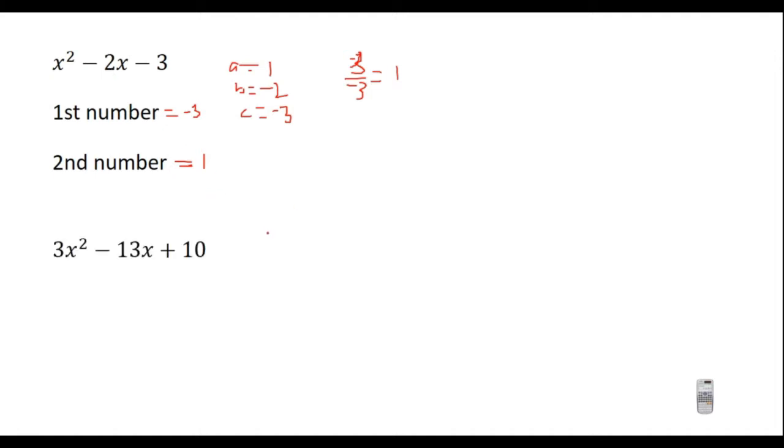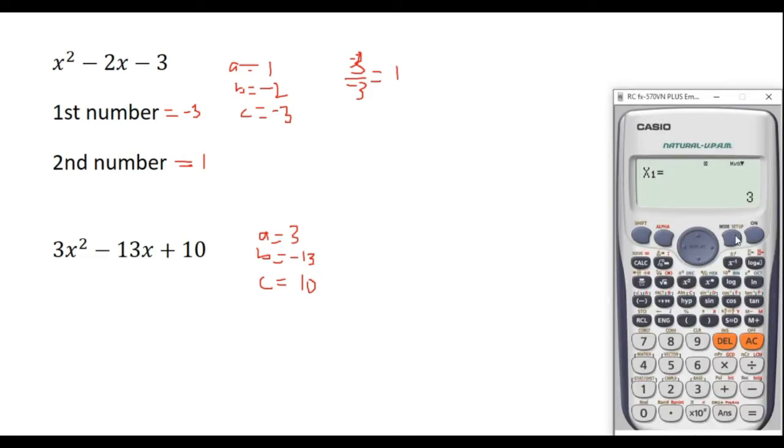Now, in this example, you know that A is 3, B is -13, and C is 10. So you go on to your calculator, then you feed in these values into the calculator. So press on mode, you press equation, then you press the third one. Then you know that A is 3, so 3. B is -13, so -13. C is +10, so +10. Then you press equal to.